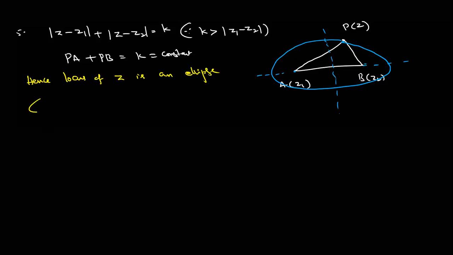What is the concept in an ellipse? SP plus S dash P is equal to 2A, where S and S dash are foci and P is any point on the ellipse. In this case, is the idea clear?